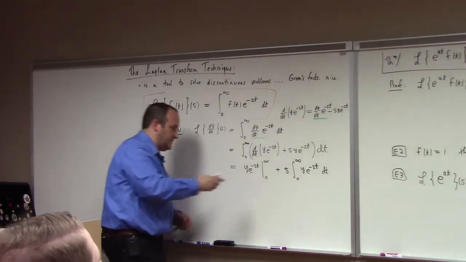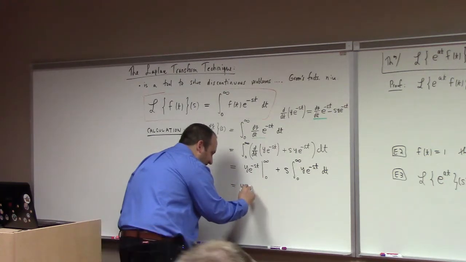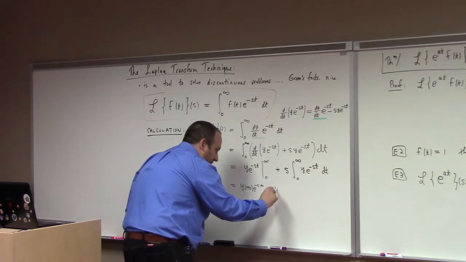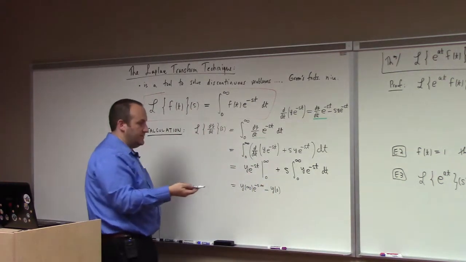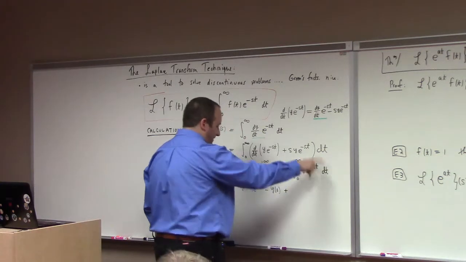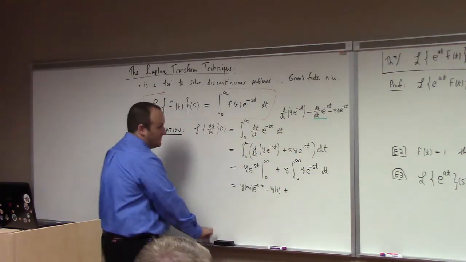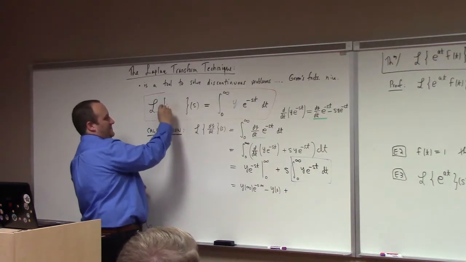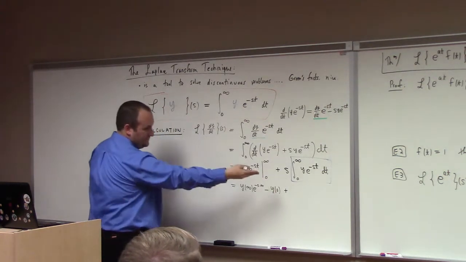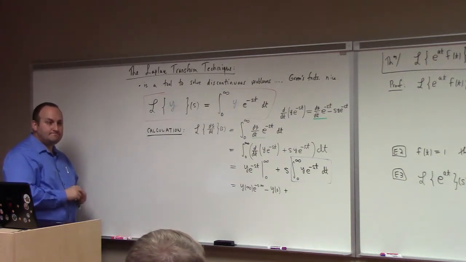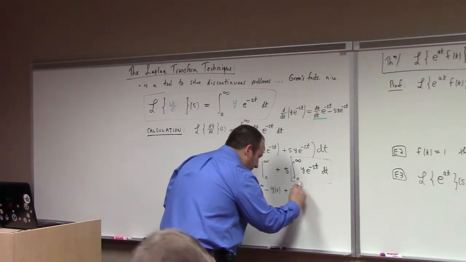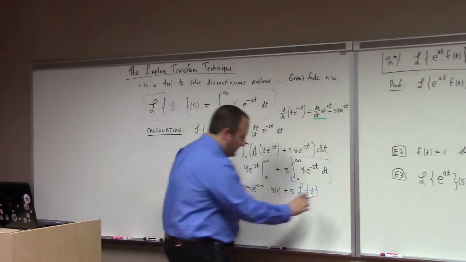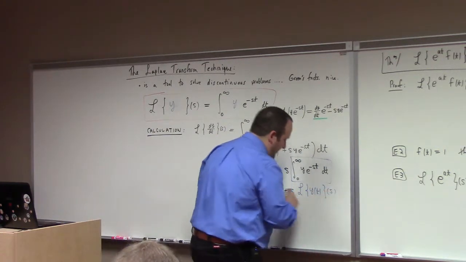All right, so what was this? I mean, what does this give us? This is like y of infinity, right? Times e to the minus s times infinity minus what? Minus y of 0 times e to the 0, which is 1, right? Plus what's this thing? That's the Laplace transform of y. So that's s times the Laplace transform of y, of t, of s. There, you happy?